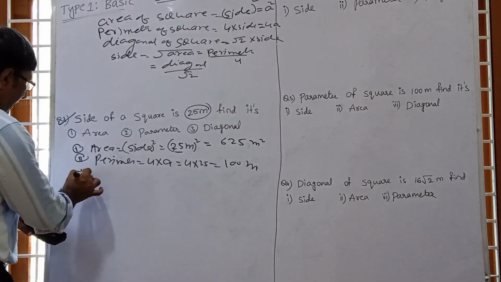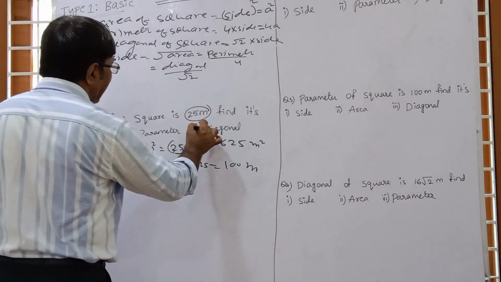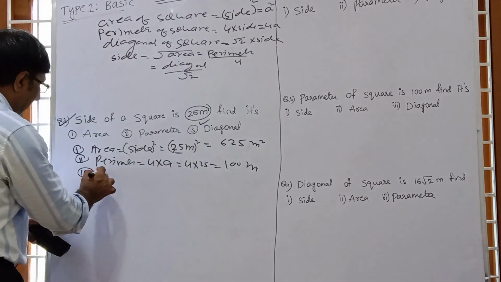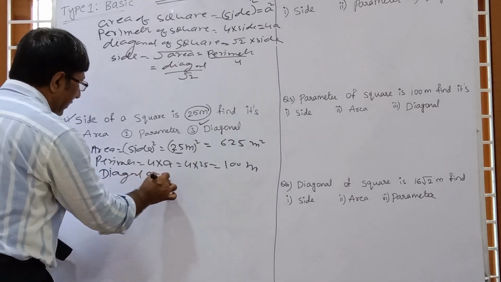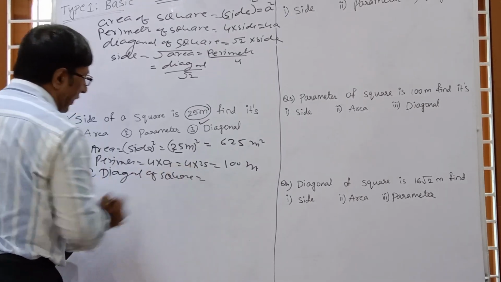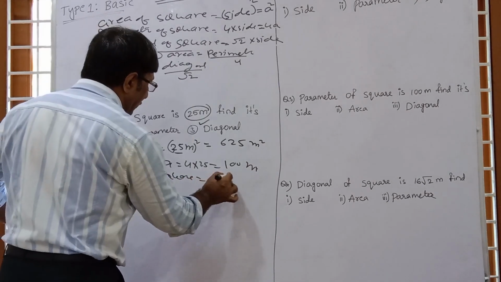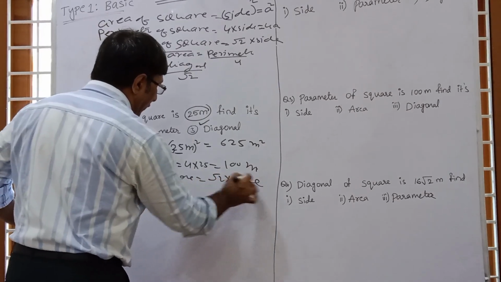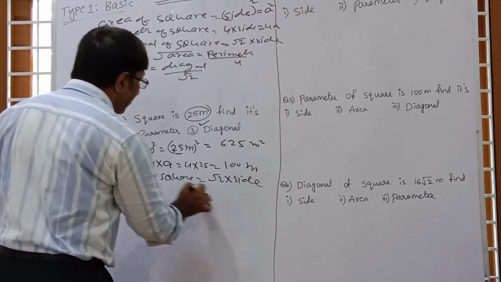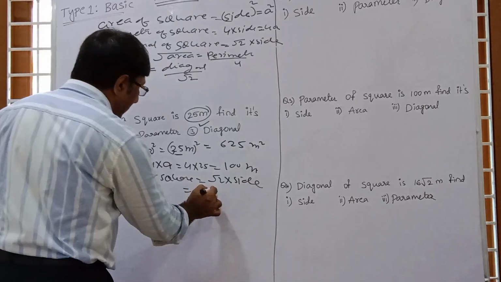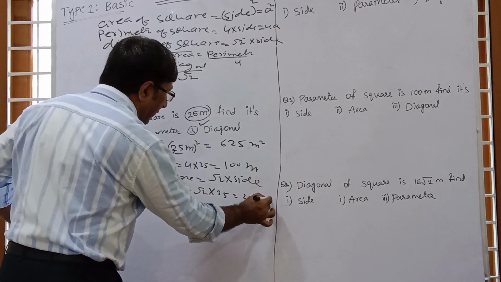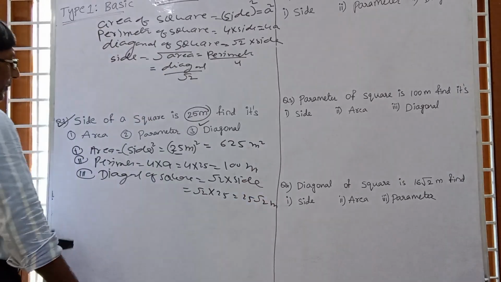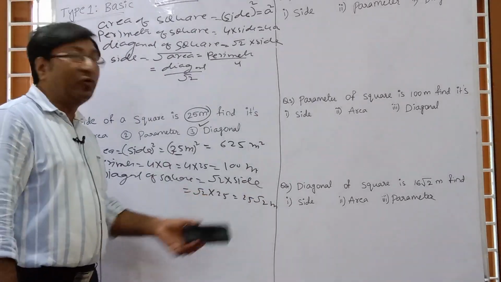In the same way, we have to find the diagonal. So you know the diagonal of a square equals root 2 into side. So we have the side, how much side is given, 25. So this is root 2 into 25, that is 25 root 2 meters. Okay, but this is 25 root 2 meters.